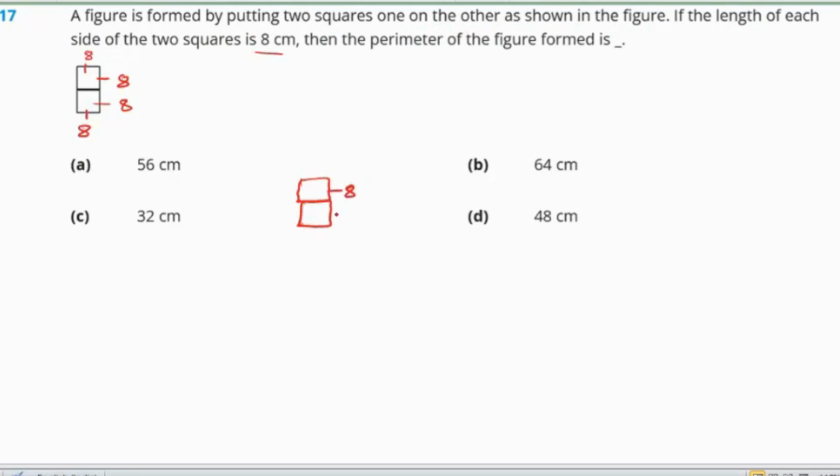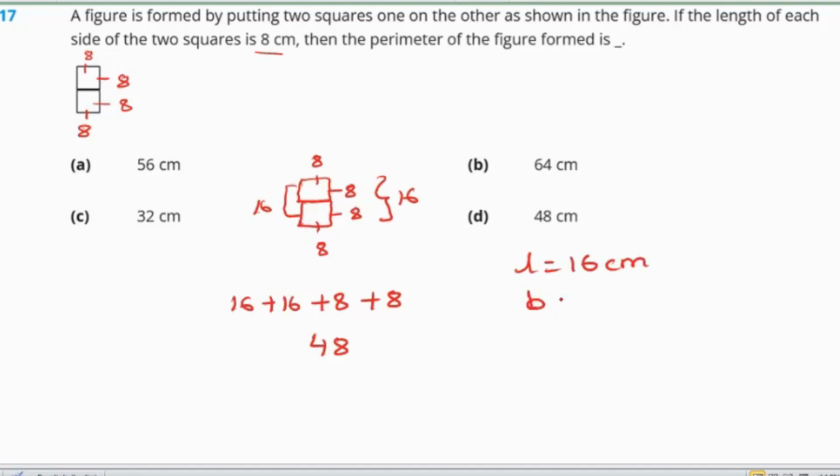Now this side becomes 8 plus 8, which is 16. This side becomes 16, and this side is 8 only. Now we need to find the perimeter. We have two ways to find that. One, we can add all the sides: 16 plus 16 plus 8 plus 8, which gives 48. The other is to take the length of the rectangle as 16 centimeters and the breadth as 8 centimeters. We can use the formula for the perimeter of a rectangle, which is 2 times (L plus B).